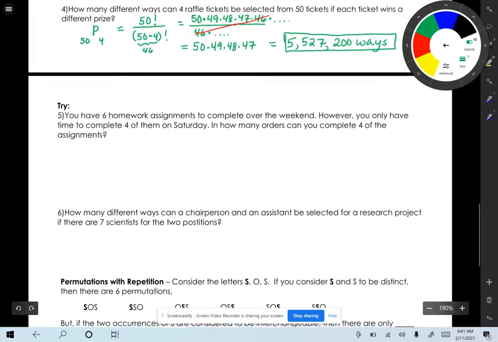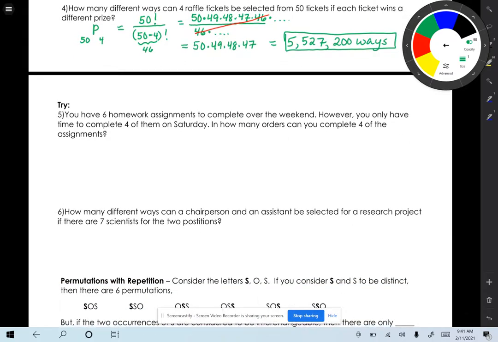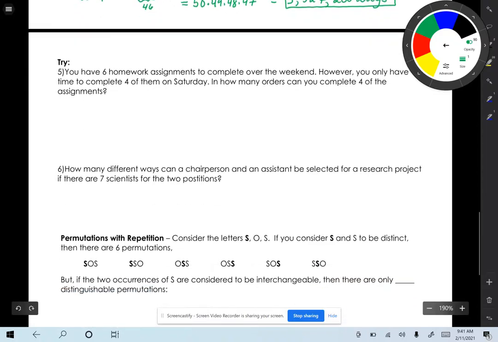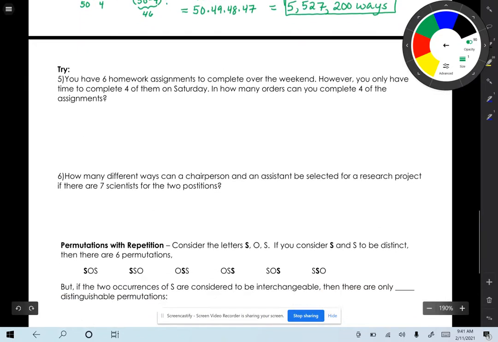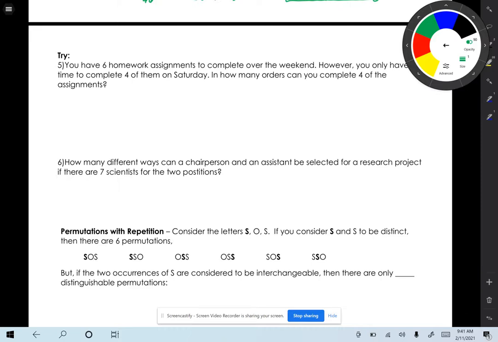Okay, now let's try a couple more. So you have 6 homework assignments to complete over the weekend. However, you only have time to complete 4 of them on Saturday. In how many orders can you complete 4 of the assignments? So you have a total of 6 homework assignments. You can only do 4 due to time. So that would be 6 factorial divided by 6 minus 4 factorial.